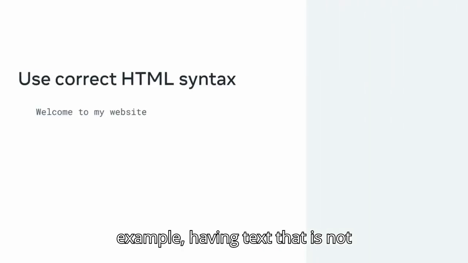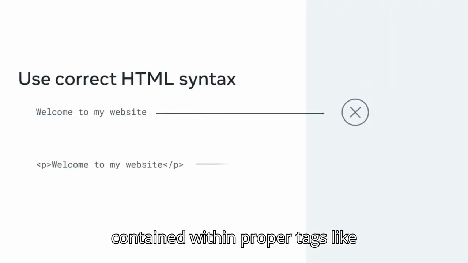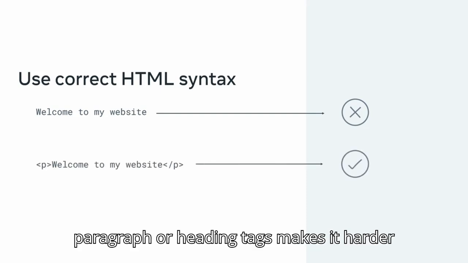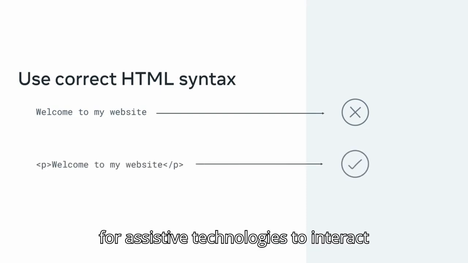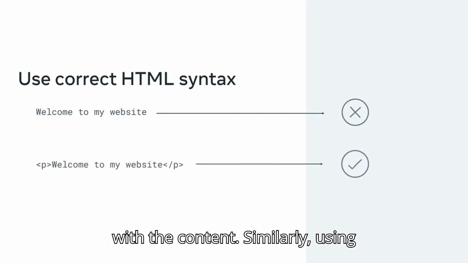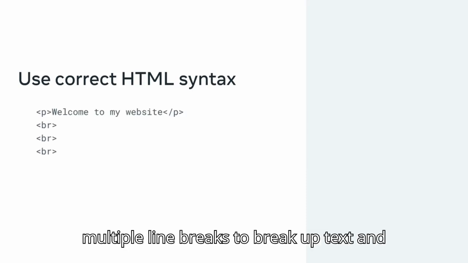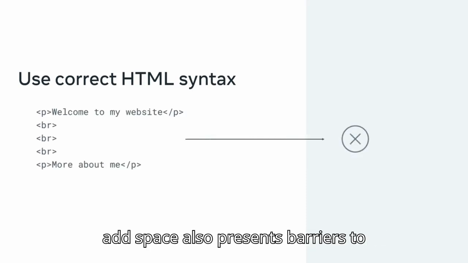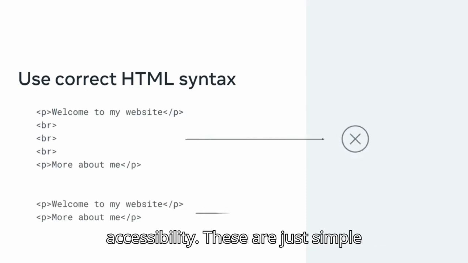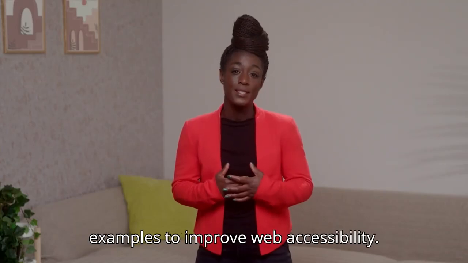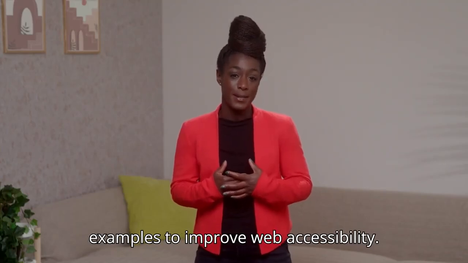For example, having text that is not contained within proper tags, like paragraph or heading tags, makes it harder for assistive technologies to interact with the content. Similarly, using multiple line breaks to break up text and add space also presents barriers to accessibility. These are just simple examples to improve web accessibility.